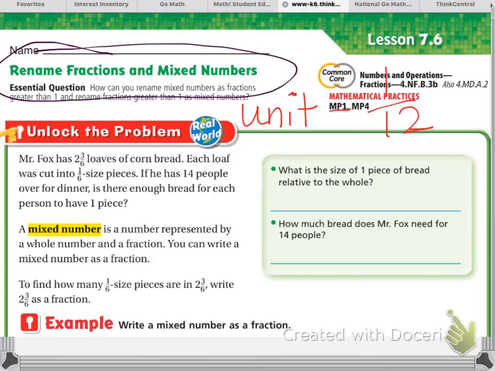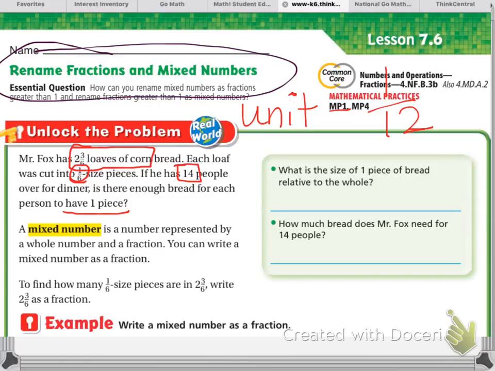The first thing I want to do is make sure I understand my problem. I see the total amount of cornbread is 2 3/6 loaves. He cuts the loaves into 1/6 size pieces. He wants to make sure that everybody has at least one piece for dinner. And he needs to make sure he has enough cornbread to feed 14 people.